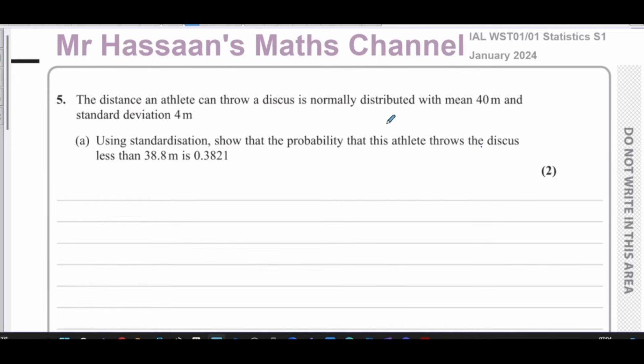This question is about the normal distribution. It says the distance an athlete can throw a discus is normally distributed with a mean of 40 meters and a standard deviation of 4 meters. Using standardization, show that the probability that this athlete throws the discus less than 38.8 meters is 0.3821. Okay, so these questions can be answered on calculators.